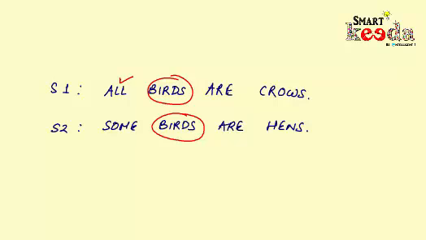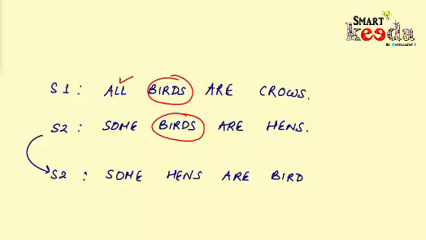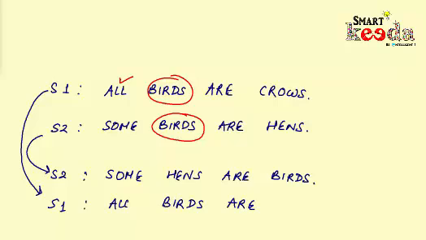Now what we can do here, we'll have to first convert the statement 2 with the help of method of conversion, and then we can change the order of these sentences and write the statement number 2 first, and it will be like some hens are birds. And now we can write the statement number 1 as it is: all birds are crows.